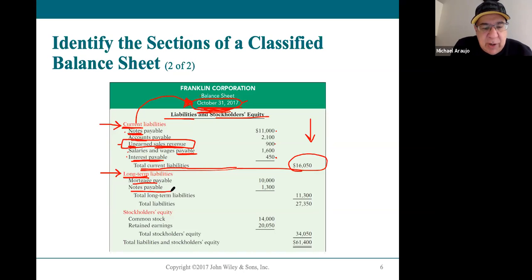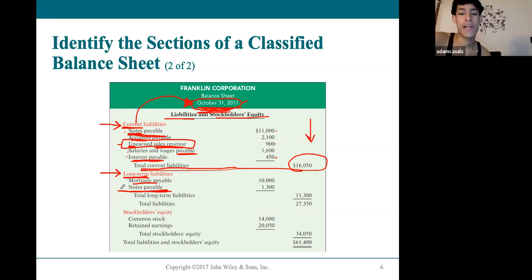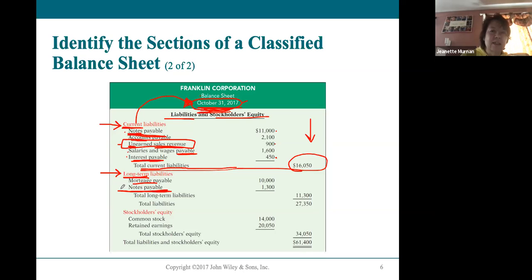Here's an interesting question. Notes payable is listed here under long-term liabilities, and notes payable is listed here under current liabilities. Can anybody tell me why? I think it's mostly because it differentiates if the current liabilities notes payable is at a bigger price, while the long term is low priced. Less than a year. Right.